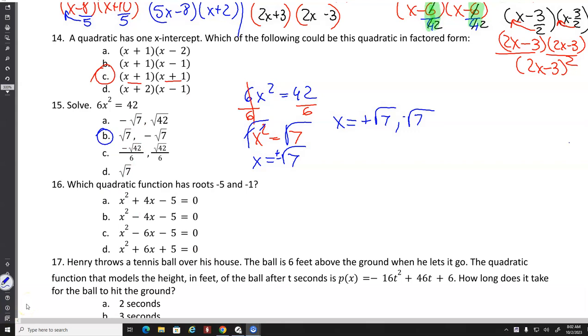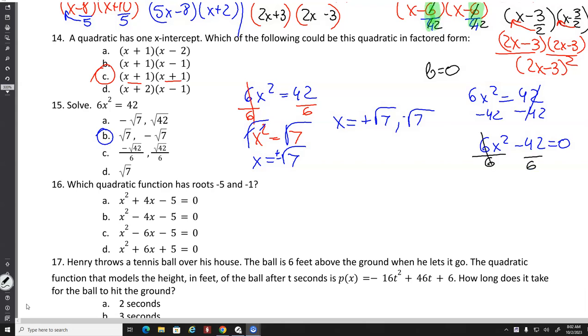All right, and then there's a second way to solve it. We have 6x squared equals 42. We're going to move 42 to the other side, and we get 6x squared minus 42 equals 0. Now, since b is equal to 0 here, we could use the square root method. But of course, 6 and 42 are not perfect squares, so we're going to try to take a greatest common factor out first. So we're going to divide by 6, and we get 6 times x squared minus 7 equals 0.